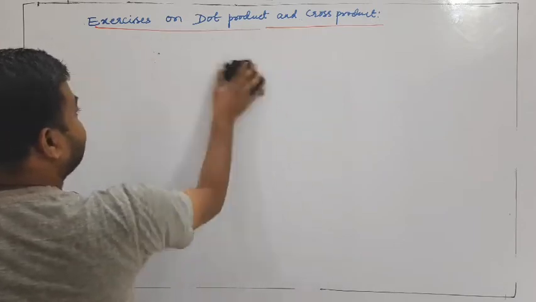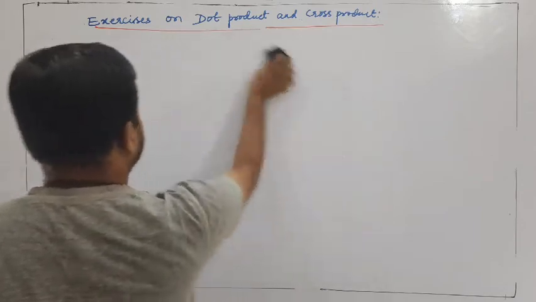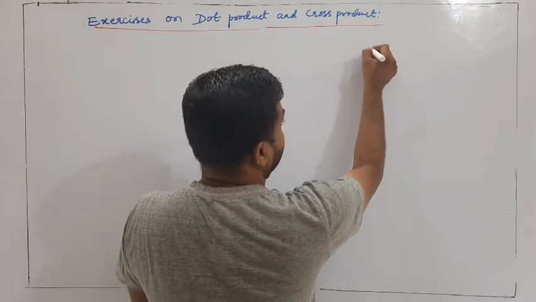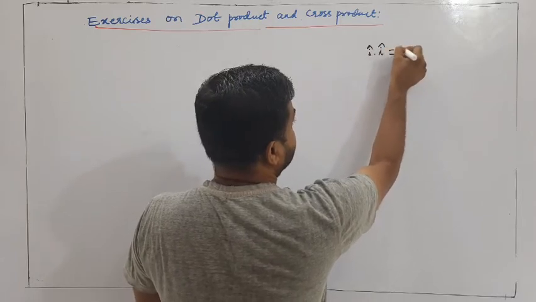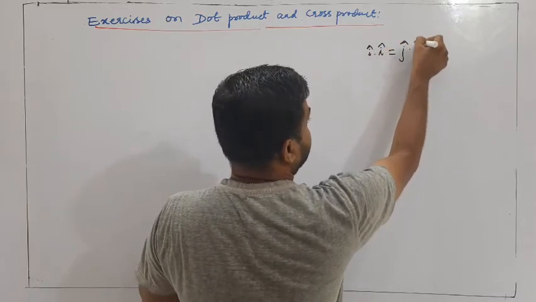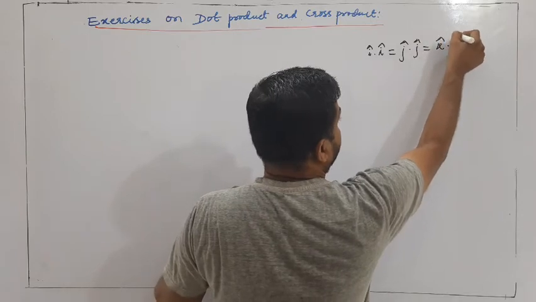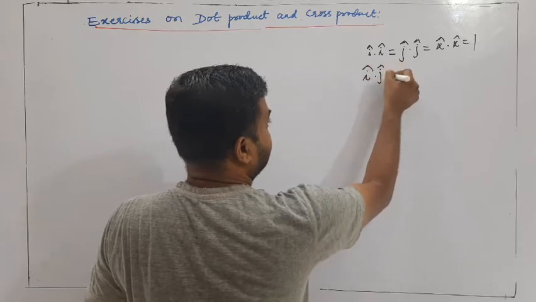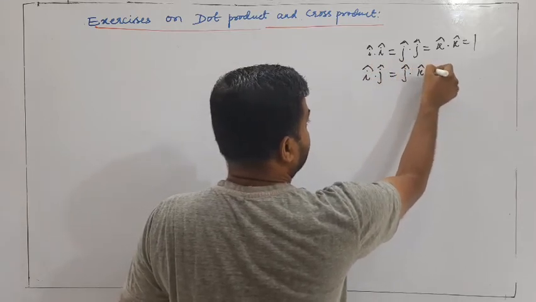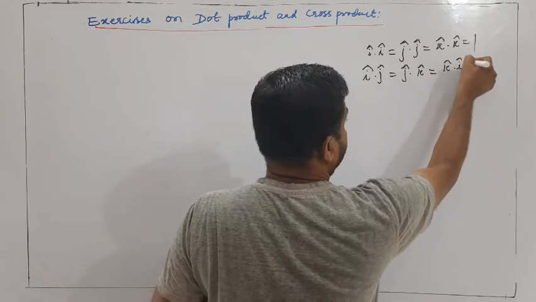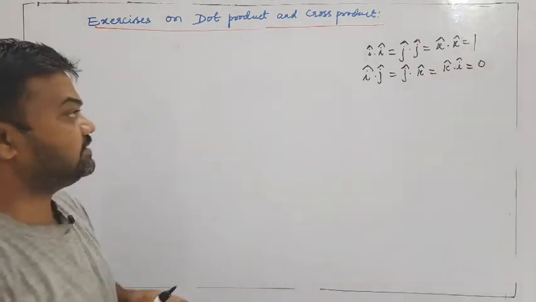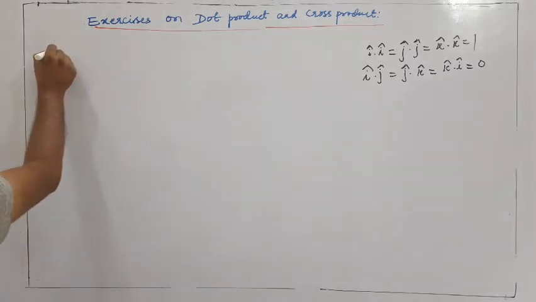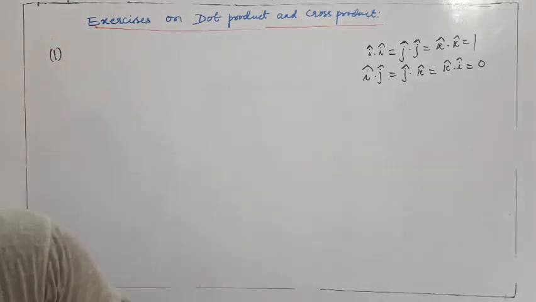Here I will write for dot product and cross product. First I will write i cap dot i cap is equal to j cap dot j cap is equal to k cap dot k cap is equal to 1. I cap dot j cap, j cap dot k cap, or k cap dot i cap is equal to 0. These two we already studied in the properties of dot product. Okay, first we will see the problem related to dot product.